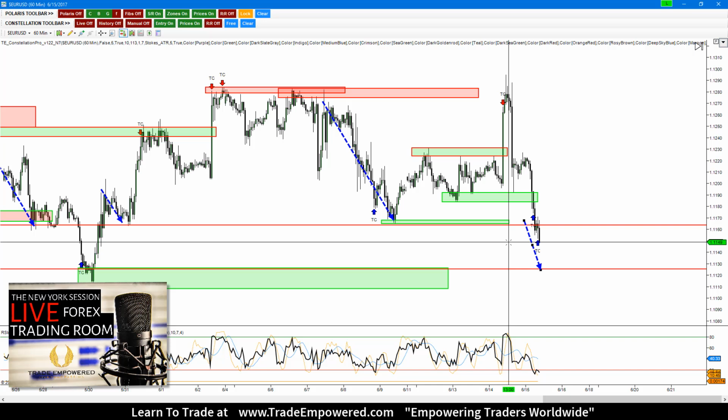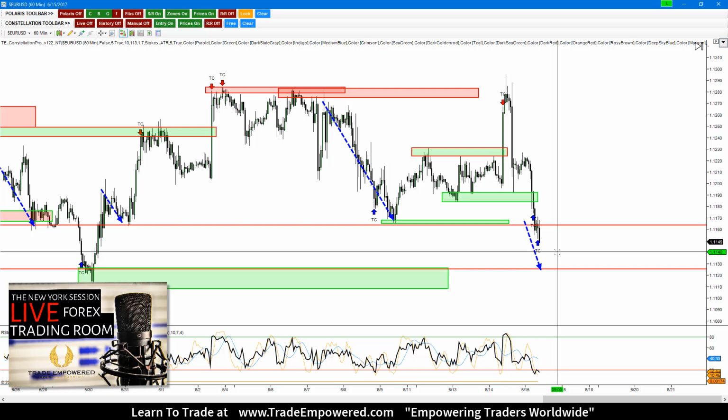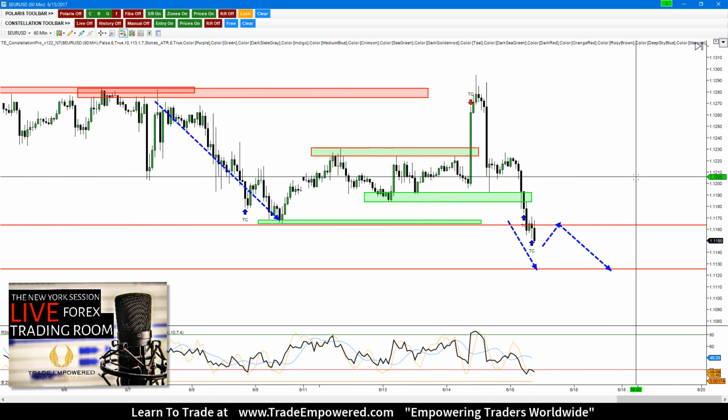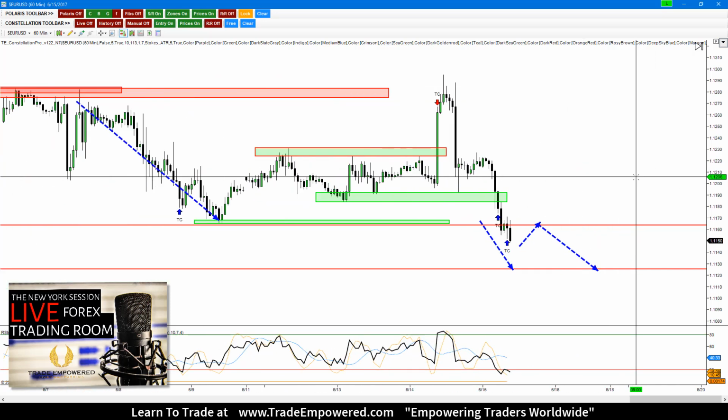Peanut butter jelly time. So yeah, we can either go straight down or we can pull back and continue down there. So now the next question we have to ask ourselves is this. We should probably know this already. What type of trader are we? Are we a counter trend trader or a trend continuation trader?